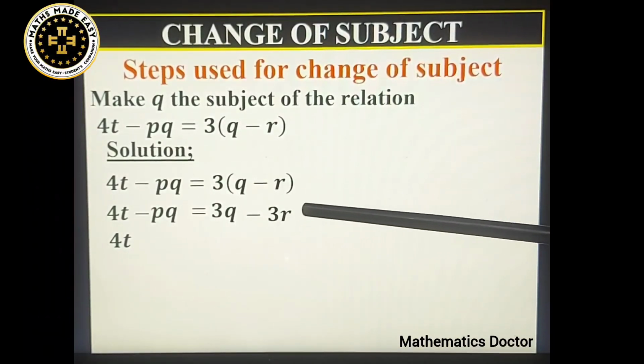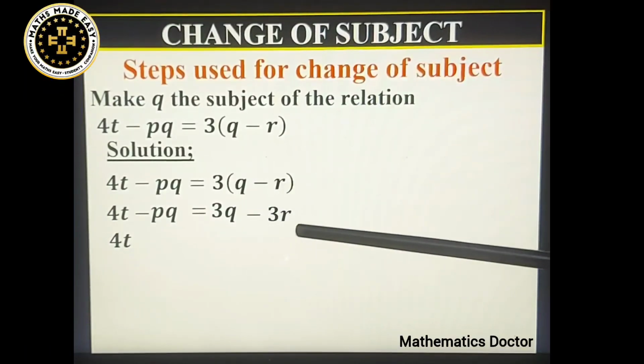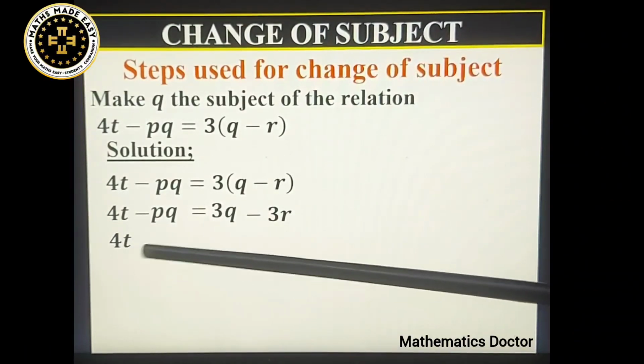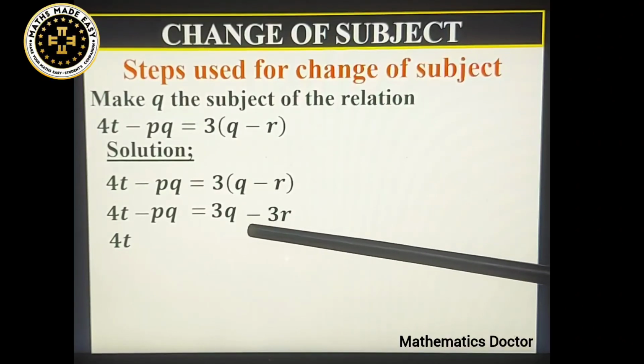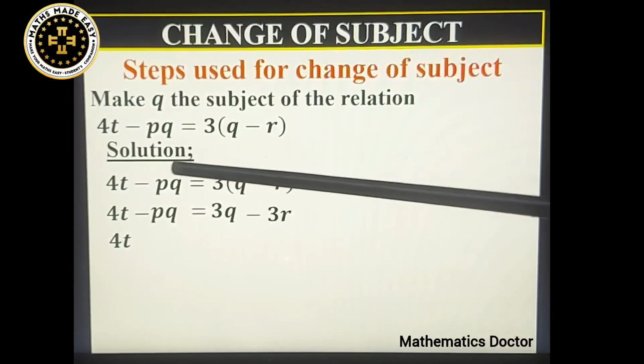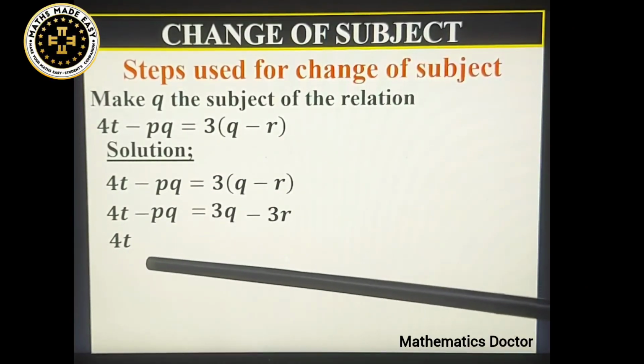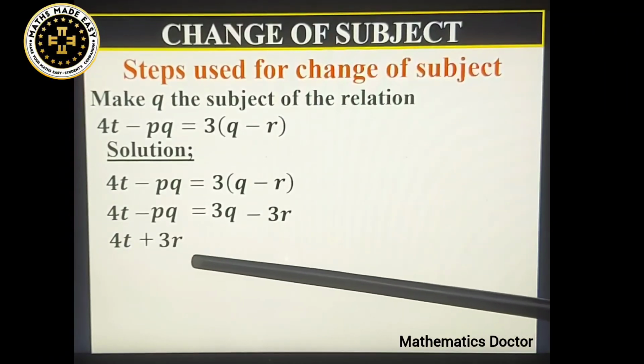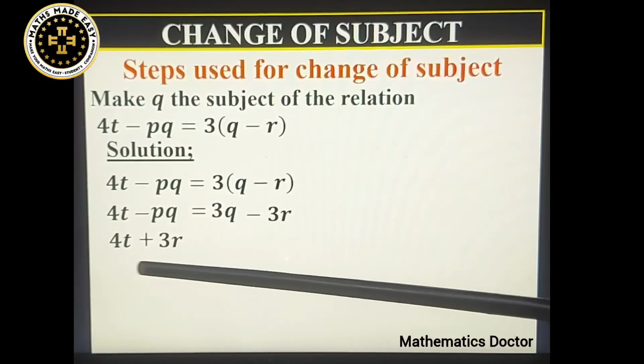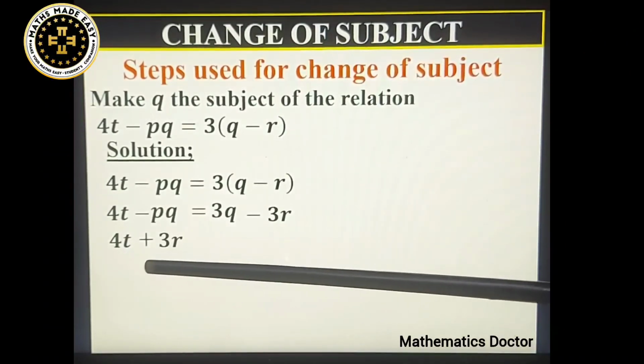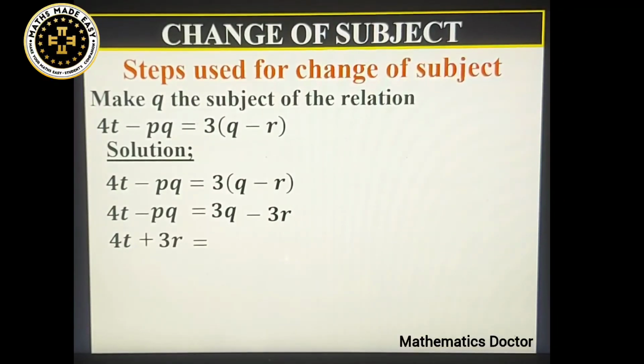We are going to make kill the subject. So all terms that do not have kill, I want to put them at the left-hand side this time around. So it will be minus 3r crossing the equal sign to the left-hand side to become positive 3r. Now that I have all the terms that do not contain kill at the left-hand side, I will now bring the equal sign. Now I'll group all the terms containing kill at the right-hand side of the equal sign.